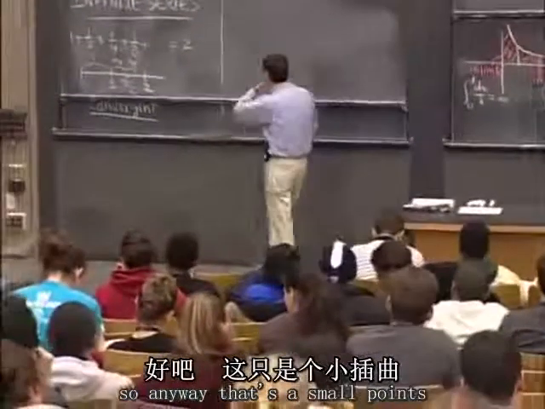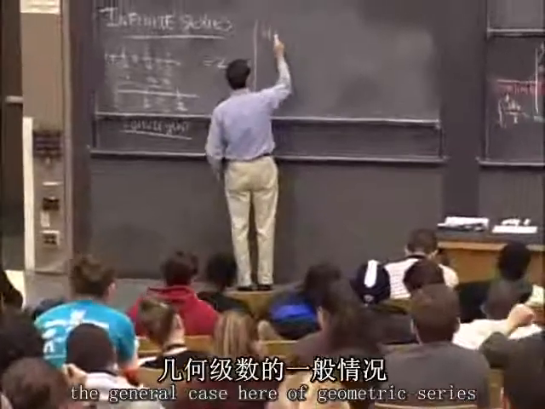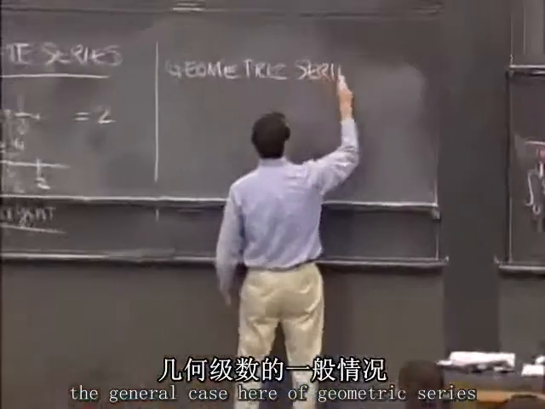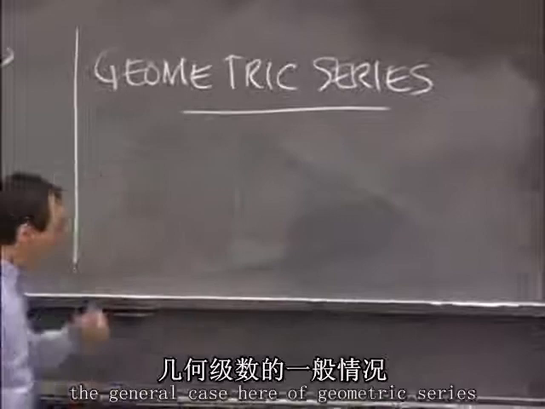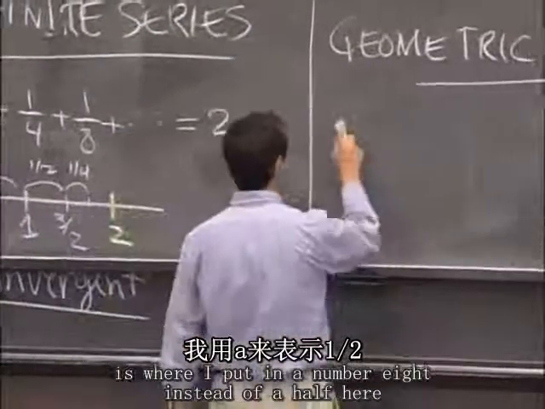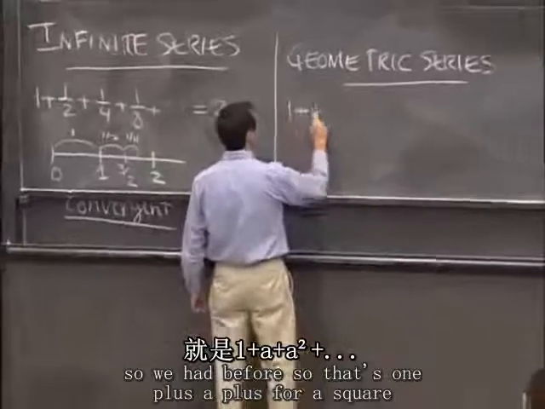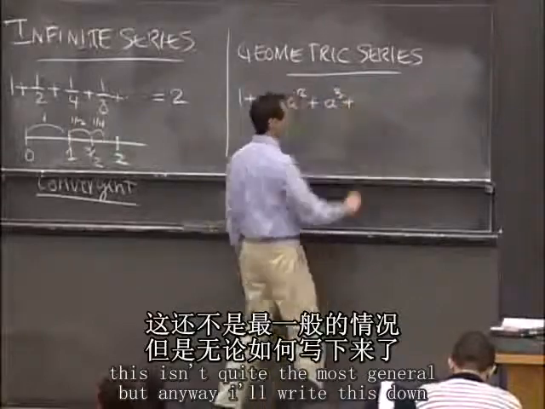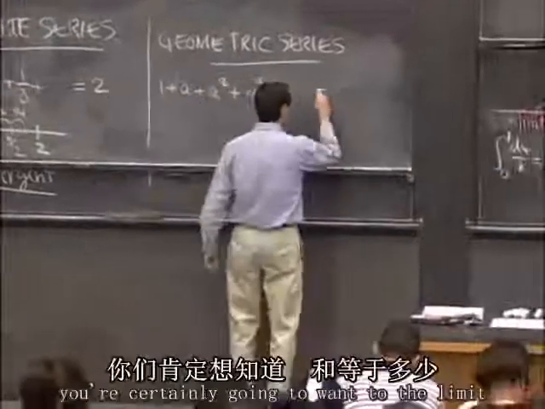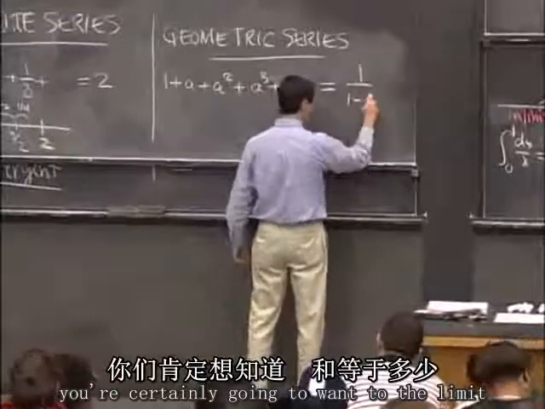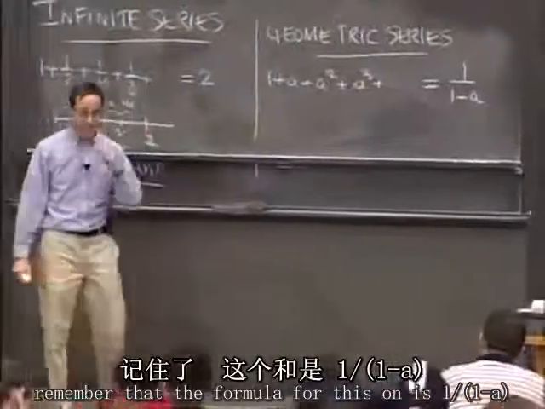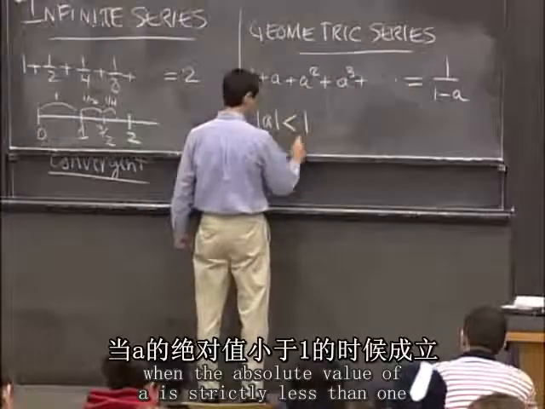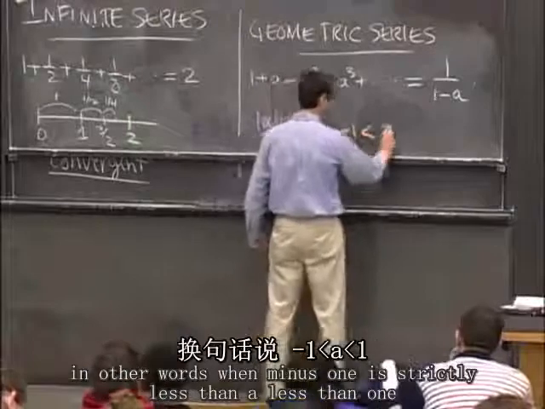Now, the general case here of a geometric series is where I put in a number a instead of a half here. So that's 1 plus a plus a squared. Isn't quite the most general, but anyway, I'll write this down. And you're certainly going to want to remember that the formula for this in the limit is 1 over 1 minus a. And I remind you that this only works when the absolute value of a is strictly less than 1. In other words, when minus 1 is strictly less than a is less than 1.